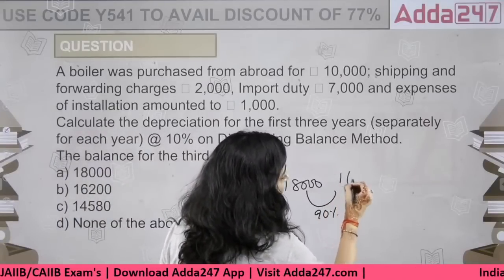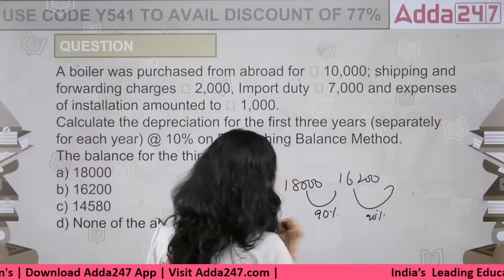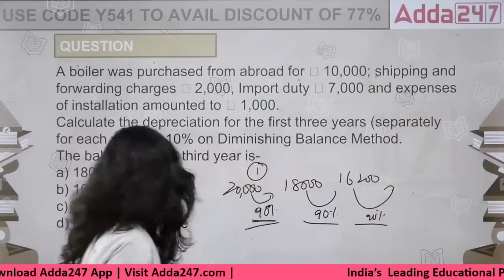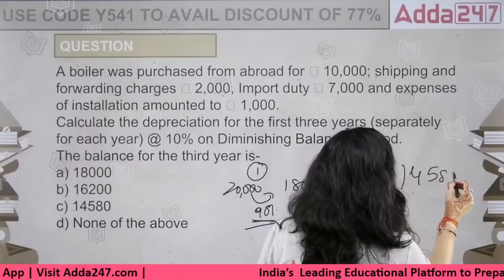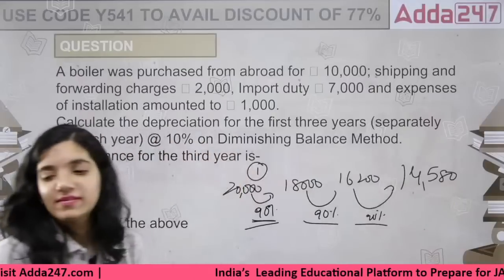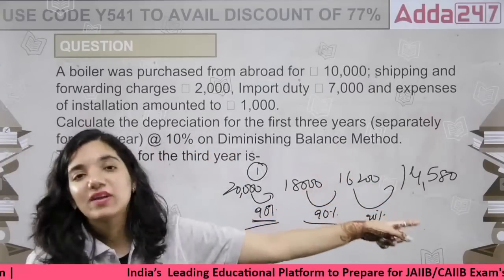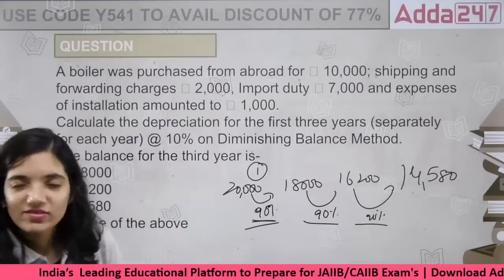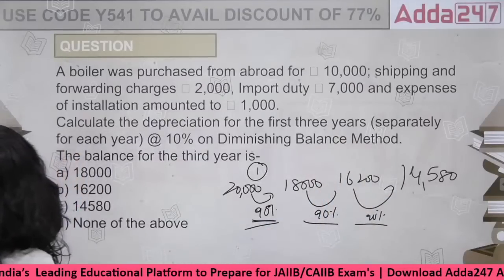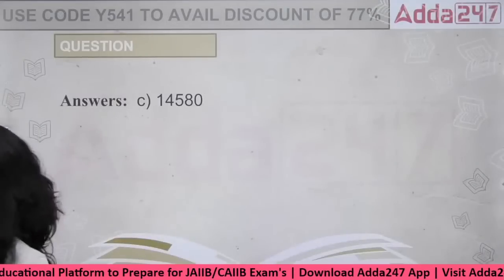It would come out to be 16,200. Now, take 90% of it again. First year, second year, third year. For the third year, the value will come out to be 14,580. So, in this case, the correct answer is this. This is a quicker method if you just want to calculate the last value. So, just a tip. Now, let's move on. The correct answer is 14,580.